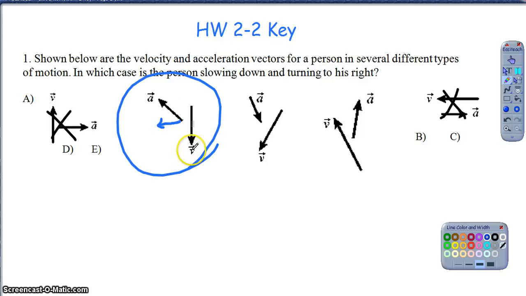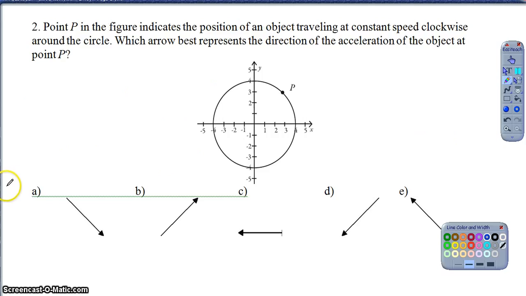So if the person is walking downward, right, then they're facing downward. So his right would be this way, and then he's going to be slowing down because part of the acceleration works against him. So in any case, option B is the correct one for this one, and hopefully that was easy enough. For question 2, also hopefully very easy, right?